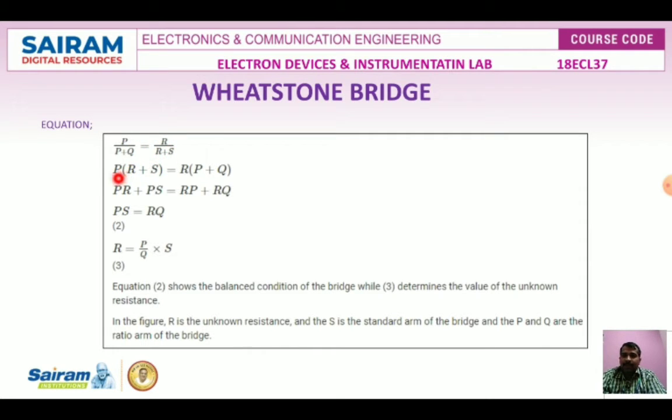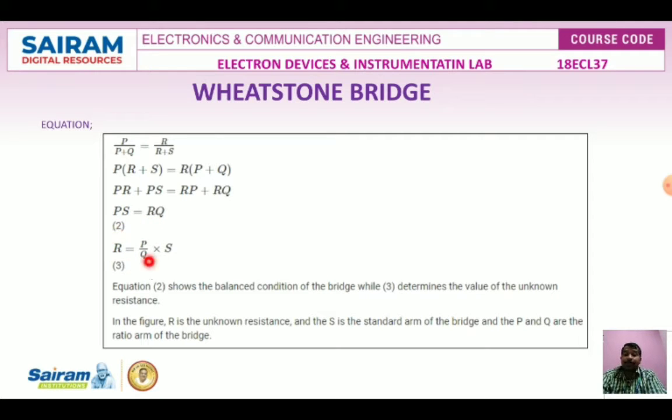Cross multiplying the terms, P into R plus S is equal to R into P plus Q. Multiplying the brackets, PR plus PS is equal to RP plus RQ. Here PR and RP get cancelled. So PS is equal to RQ. So R is equal to P by Q into S. This is the ratio.